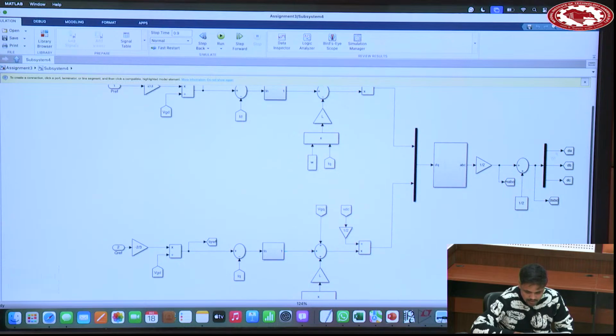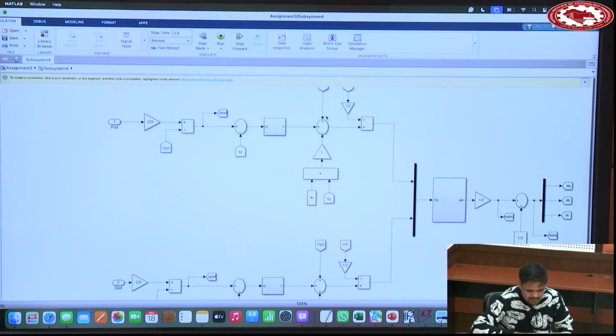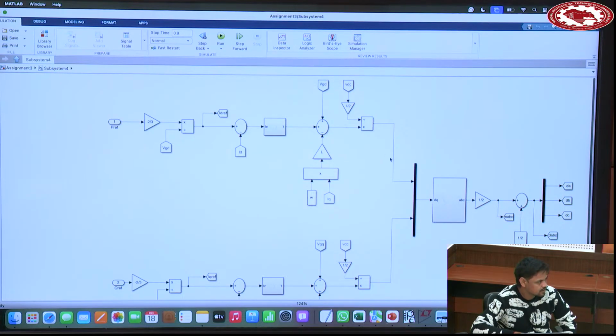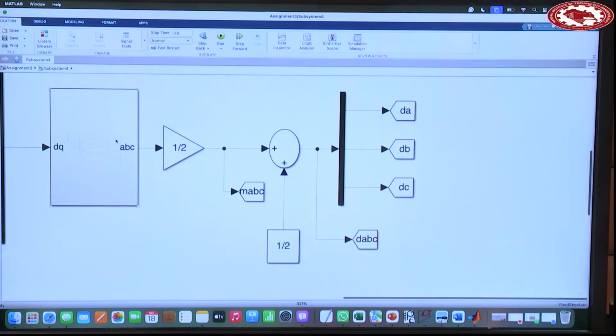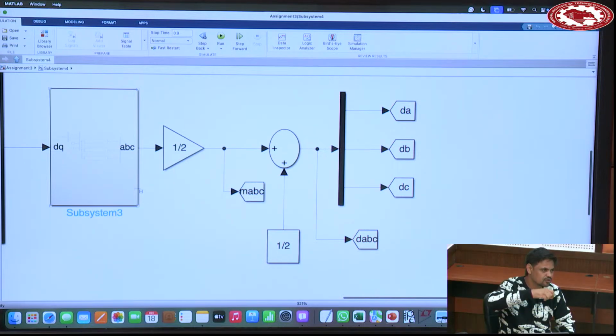Okay, I explained UQ to you, but I did not explain D. It is similar, same for D or Q, whatever it is. Then you got MD, MQ. You have converted DQ to ABC. Then MABC will be switching between -1 to +1. You want these signals as a duty ratio, so between 0 to 1.